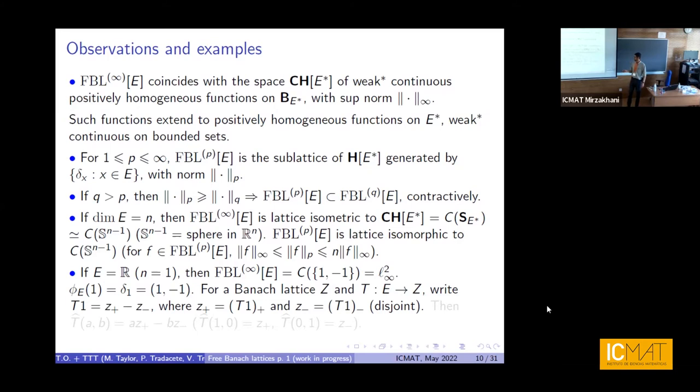Let's say we have a linear map T from E to Z. Since E is one dimensional, T is uniquely determined by the image of one. So we write T(1) as a difference of positive and negative parts of Z. Then T hat maps the first component into a multiple of Z plus, and the second component into a multiple of Z minus. So this is the simplest possible example of a free Banach lattice, of course, but as dimension increases, so does complexity.